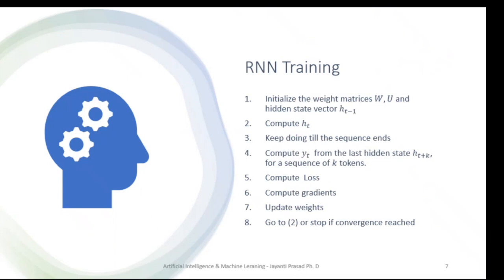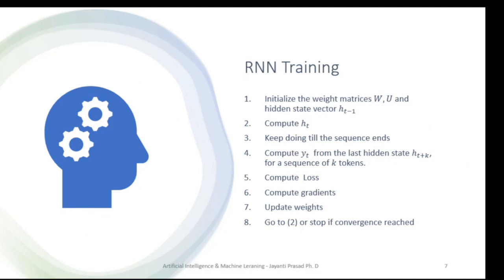So how do we train this RNN? Initialize the weight matrices W, U and hidden state vector h(t-1), or whatever the starting time we consider. Then we compute ht, and keep doing it till the sequence ends. So now I am repeating this. We have the W matrix, the U matrix, and the bias. We set some random values to these, and H also we can set some random value. Now we pass the input, let us call this X1. Then we get H1. Now when we pass X2, we give H1 also as input. And then we keep doing this. And then we compute loss, compute gradient, update weights. So this is exactly as is done in any machine learning exercise.